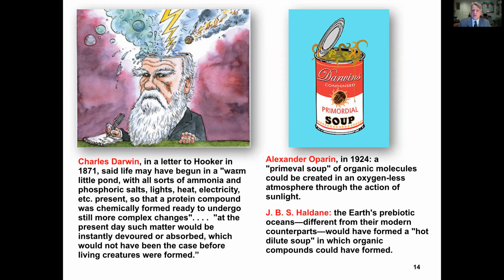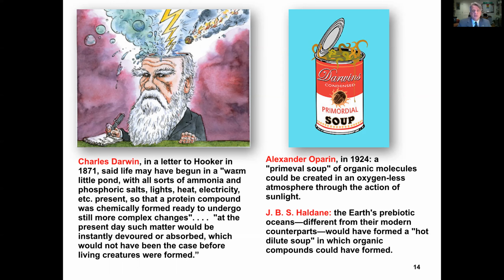And then later ideas in the mid-1920s, people were talking about primeval soups of organic molecules that could be created in an oxygenless atmosphere through the action of sunlight. In fact, prior to life on Earth, there was no atmospheric oxygen. And J.B.S. Haldane, who we've talked about a couple of times in the course, basically thought Earth's prebiotic oceans were different from their modern counterparts, would have formed a, quote, hot dilute soup from which organic compounds could have formed.